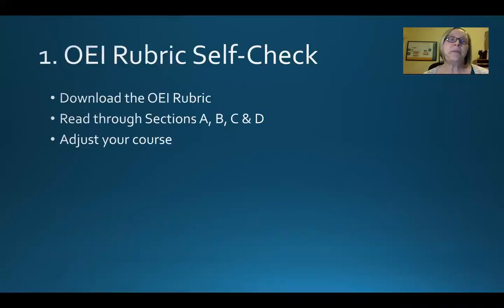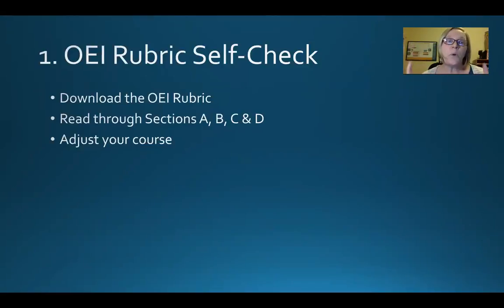So here's step number 1. We want you to download the OEI rubric and do a self-check. The OEI rubric is in multiple places in the course, but it's also in our final discussion. And I will be sending it out in an announcement tonight with the archive of this presentation as well. My suggestion is that you download the rubric, and we've looked at it in little tiny chunks throughout the course.